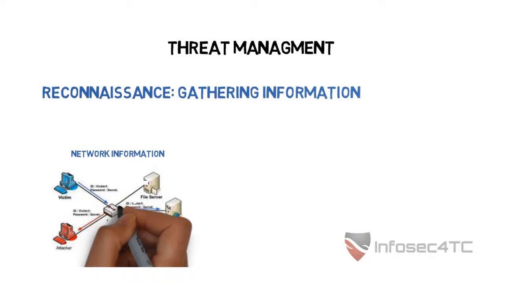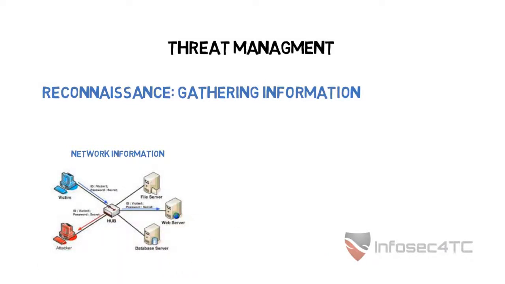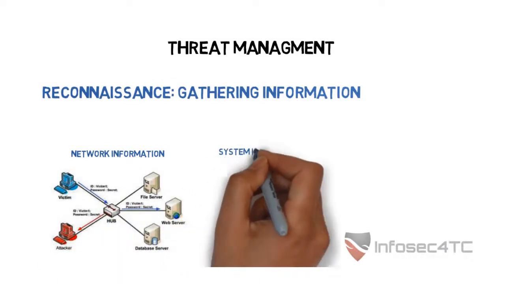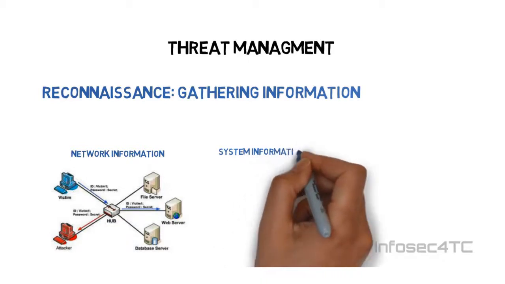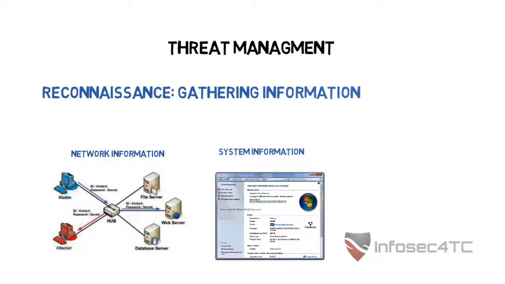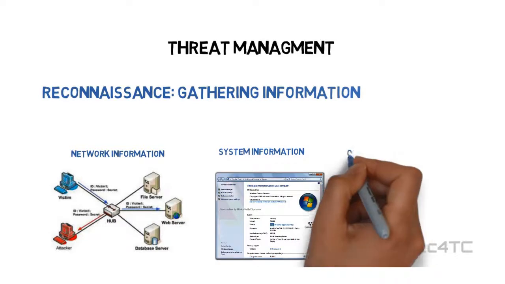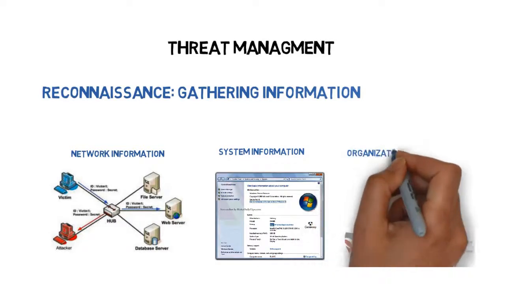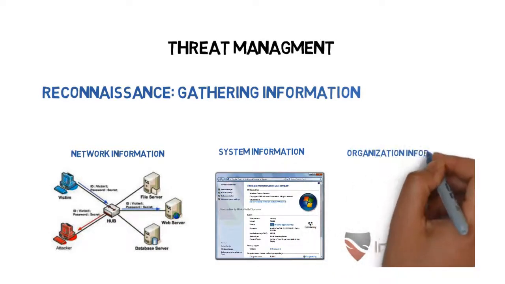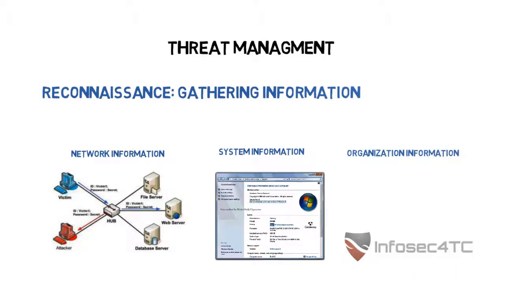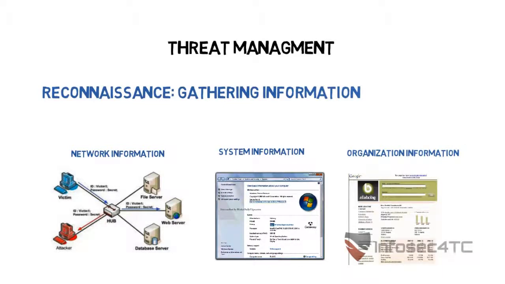Another kind of information that we'll be gathering will be system information. What kind of operating system the different computers or servers are using, open ports, and services on those ports. Also, we're going to gather organization information: company names, contacts, location, IP, different kinds of organization information. We will also gather personal information.